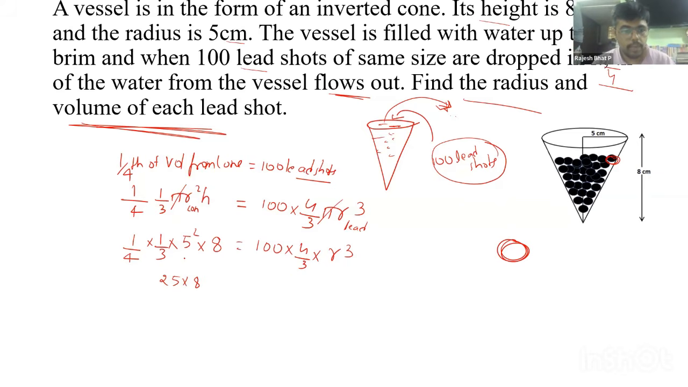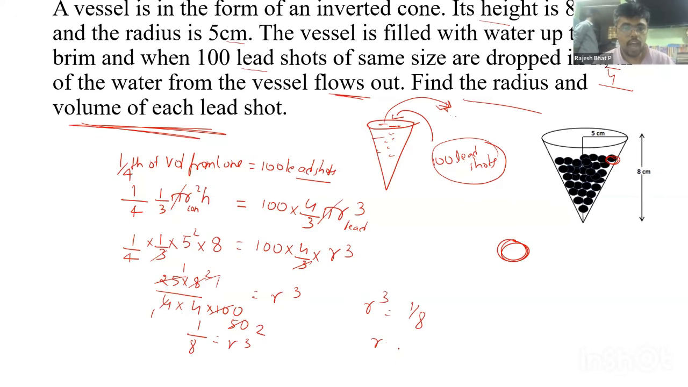Here there is a 3, and here there is also a 3. So what is remaining in the denominator here? 4 is remaining and that 4 also will come down. This 100 also will come down. Remaining is r cube. 1 by 25, 1 by 2 by 25 cancel, and it will remain 1/8 r cube. What is 1/8 r cube? It means r is the cube root of 1/8, so r is equal to 1/2 centimeter.